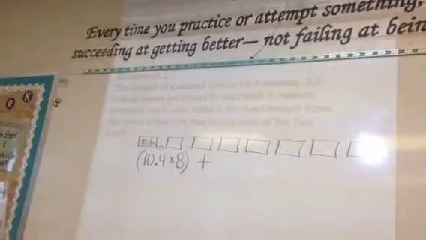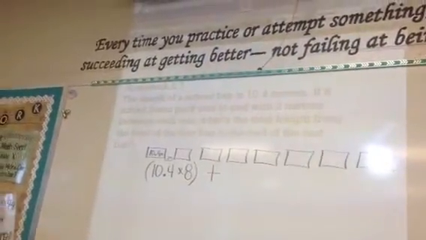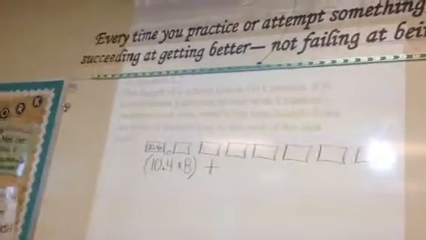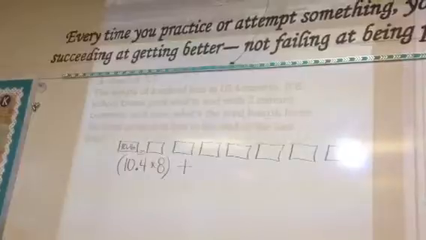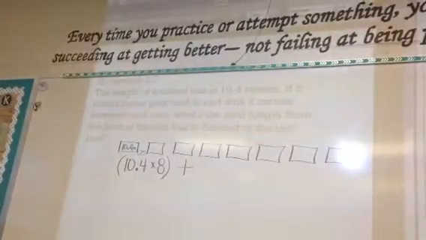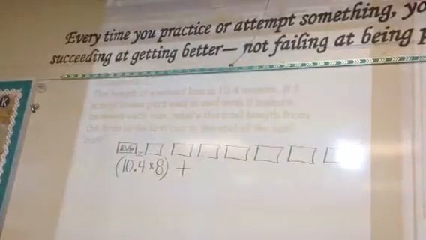The length of a school bus is 10.4 meters. If 8 school buses park end to end with 2 meters in between each one, what is the total length from front of the bus to the end of the last bus?